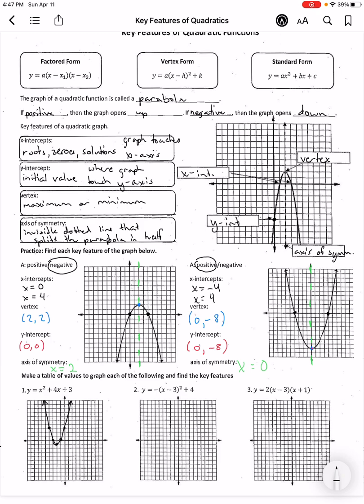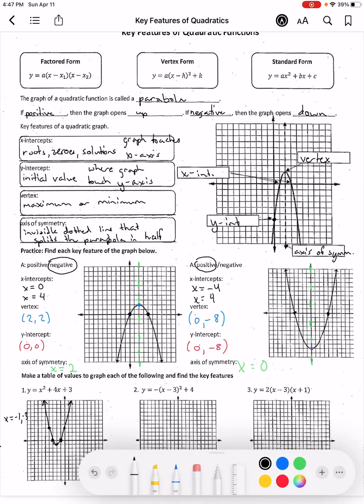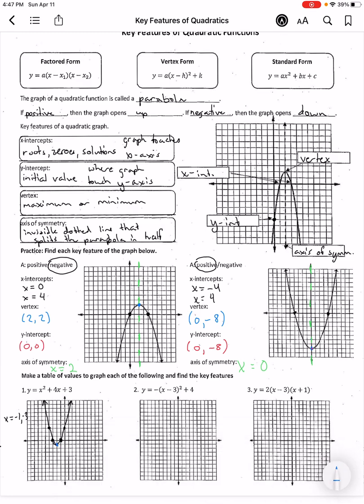All right, again, we're going to identify those items. So all along, we've made our x-intercepts black, so we can leave those that way. They're right there and right there. So x equals -1 and -3. Again, this graph opens up because it's positive. Our vertex can be found where it's blue, which is at (-2, -1).